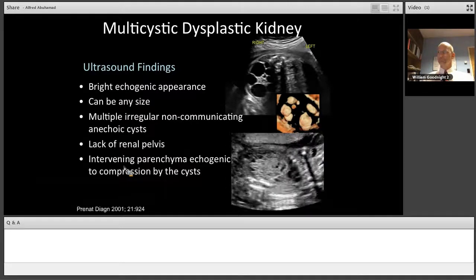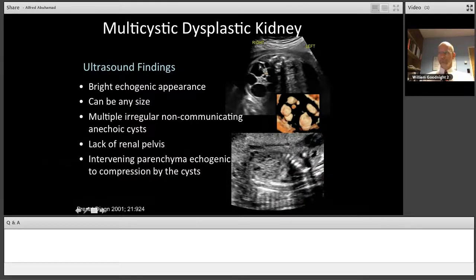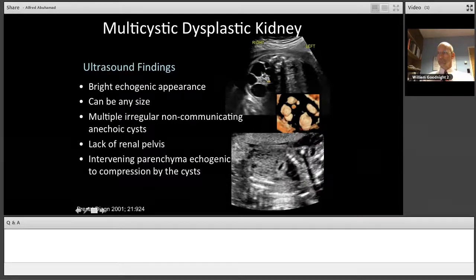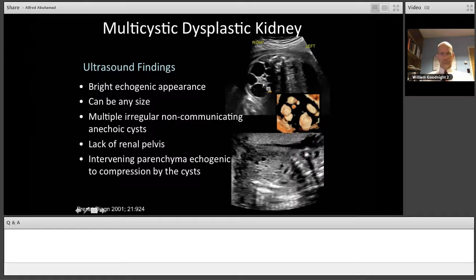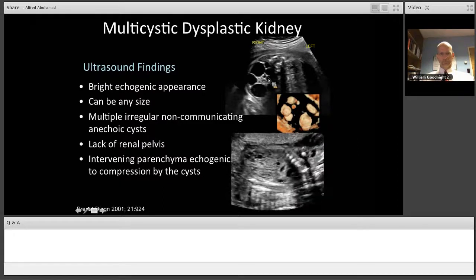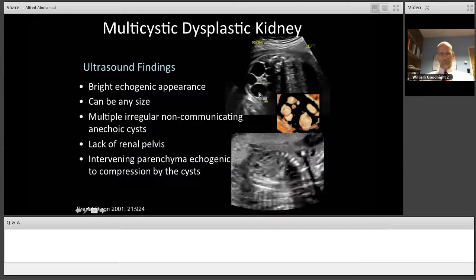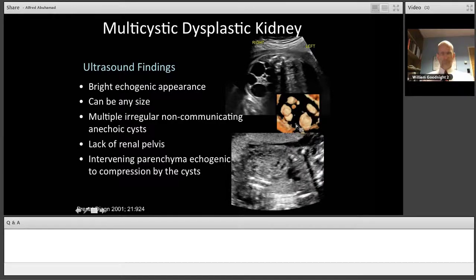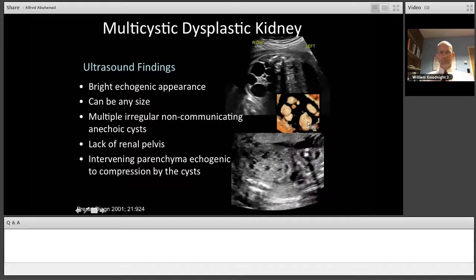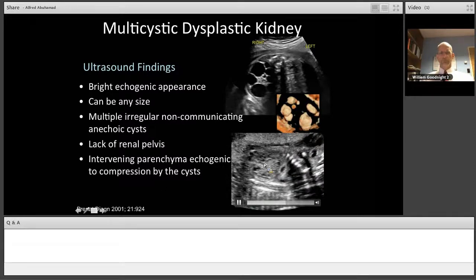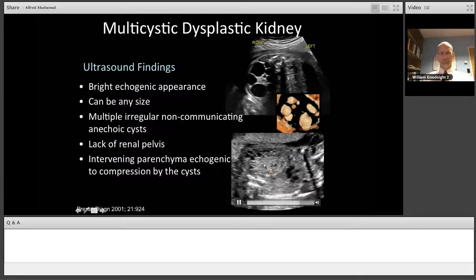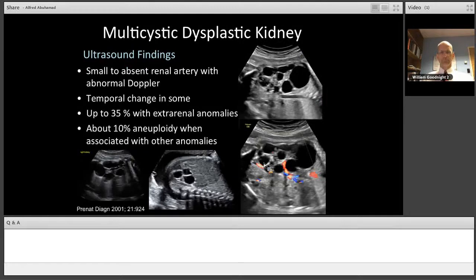is a bright echogenic appearance of the kidney, especially the parenchyma, because there's accentuation of the ultrasound beam from the cysts and their compression of the parenchyma. There's no renal pelvis, and these cysts commonly do not communicate. And here with inverse mode, you see that the cysts don't communicate. Sometimes the cysts are peripherally located. That's probably an obstructive nature that happened really early on. And these are ultrasound findings.